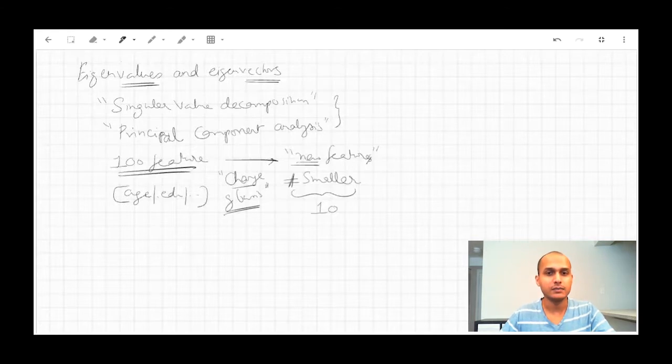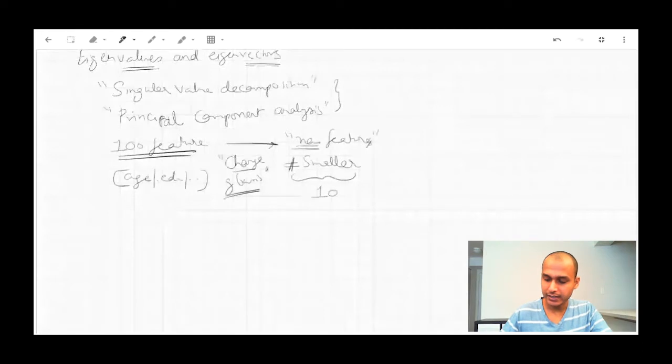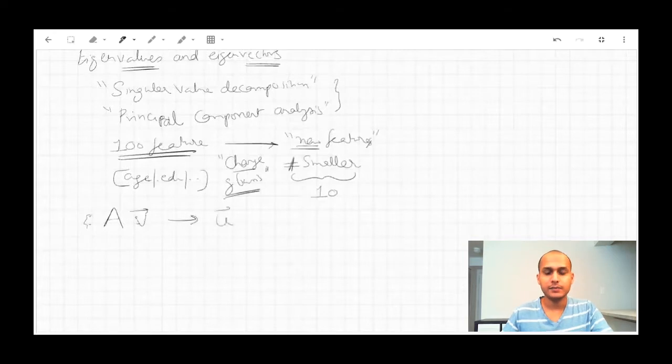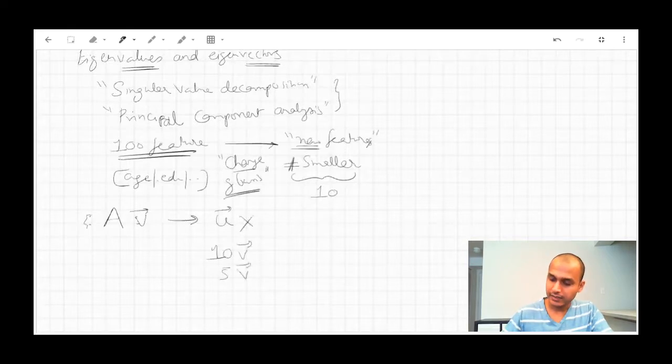So what is the idea of eigenvalues and eigenvectors? The key idea here is that if there is a linear transformation A, it takes an input vector, maybe vector v, and gives me an output vector, maybe u. Let's think of there being an input vector v such that the output vector is actually not u, but maybe 10 times v, or maybe 5 times v, in the sense that the output vector is still in the span of v. Remember, what is the span of v?